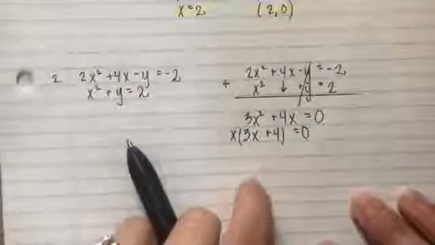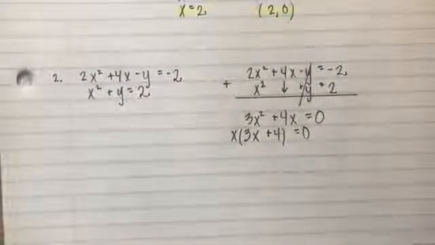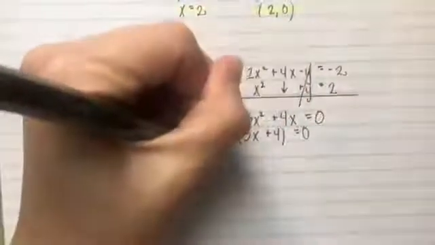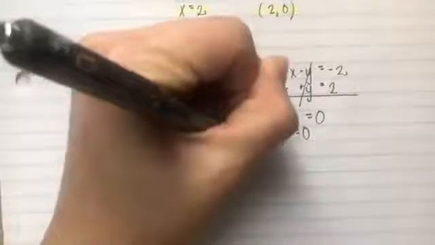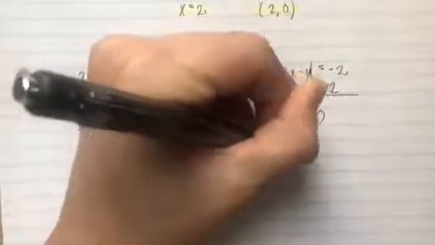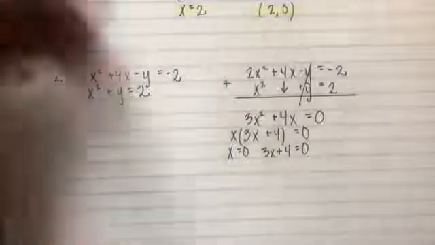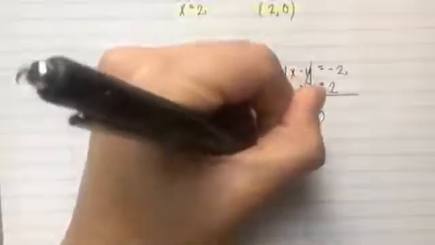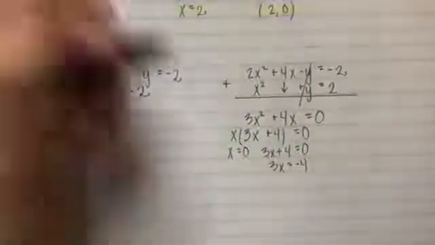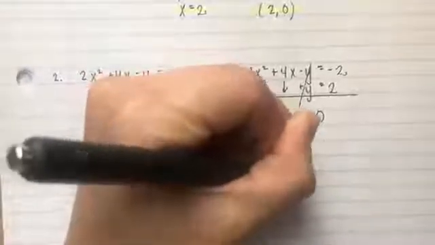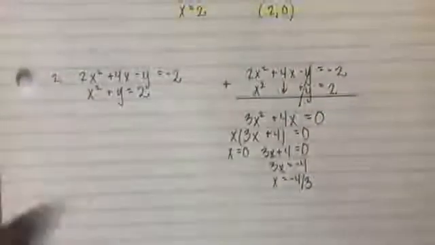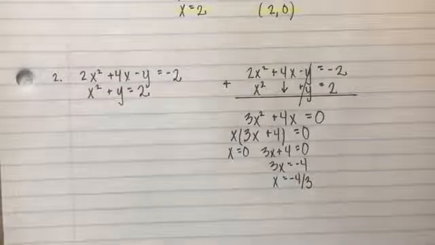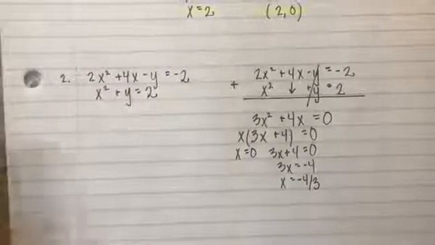Now this is factored fully, and I can set each factor equal to 0. So x equals 0, and 3x plus 4 equals 0. Subtract the 4 over, get 3x equals negative 4. Divide both sides by 3, get x equals negative 4 thirds. So you end up with x equals 0 and x equals negative 4 thirds. Those are our two x values.